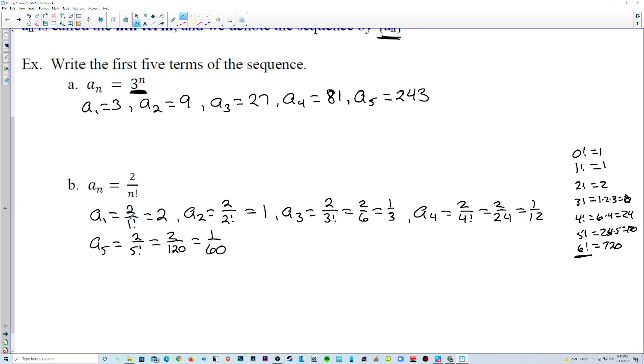So if we plug 1 in, you get 2. 2 in, you get 1. 2 over 2 is 1. 2 over 6 is 1/3. You get 2 over 24. 2 over 120, and so on. I guess not so on, but that's the 5th term.